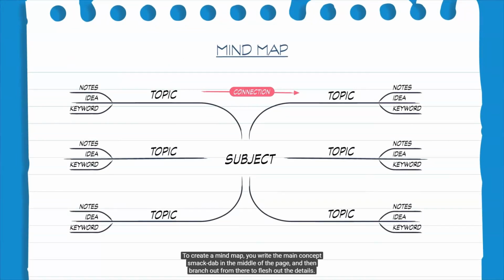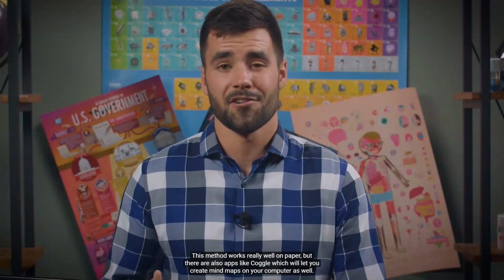To create a mind map, you write the main concept smack dab in the middle of the page, and then branch out from there to flesh out the details. This method works really well on paper, but there are also apps like Coggle, which will let you create mind maps on your computer as well.